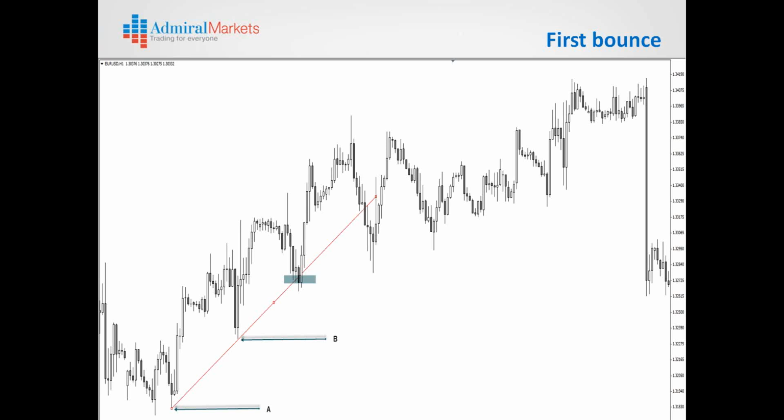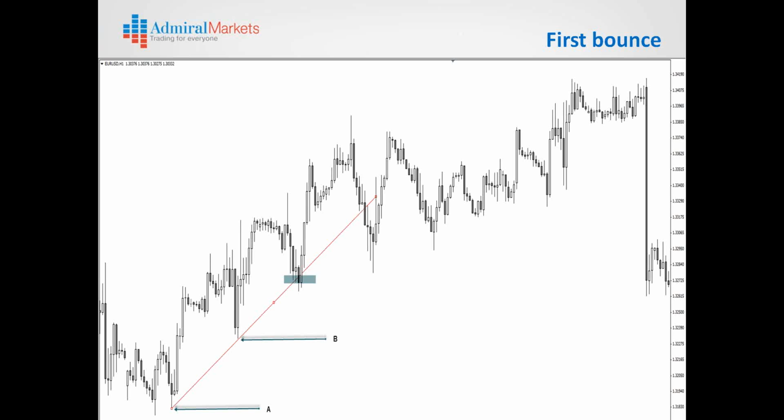But as always, you need to know what you are doing. So this is not for first time traders. First of all, you need to know how to actually draw those trend lines, and then you need to know the overall bias of the market. So this is trend trading. First bounce is trend trading. We don't actually trade counter trend with this method.